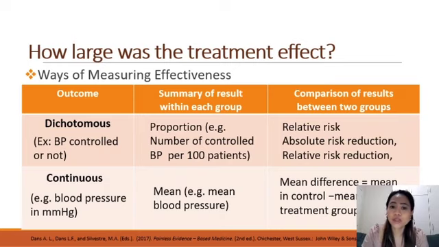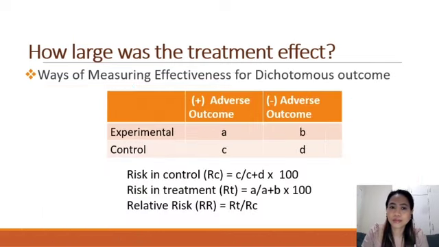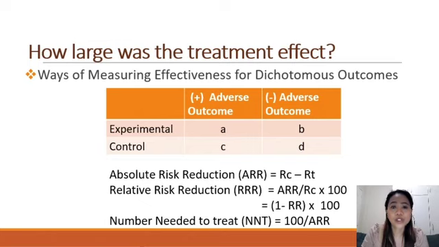Measure of effectiveness could be expressed as relative risk, absolute risk reduction, and relative risk reduction. On the other hand, summary of results for continuous outcomes are usually presented as means. Measure of effectiveness is expressed as mean difference between groups. This slide shows computation for relative risk. This is how we compute for absolute risk reduction, relative risk reduction, and number needed to treat.